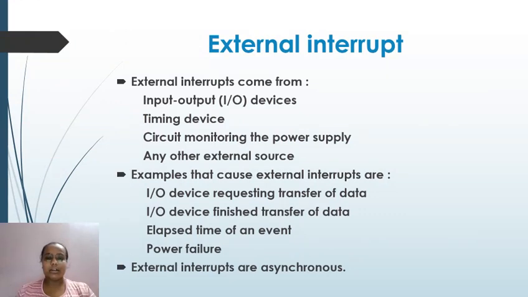First, external interrupt. The sources of external interrupts are input-output devices, timing devices, circuits monitoring the power supply, and any other external source. For example, an input-output device requesting transfer of data. We can say we want to transfer our keyboard information to the processor. It is one type of external interrupt.